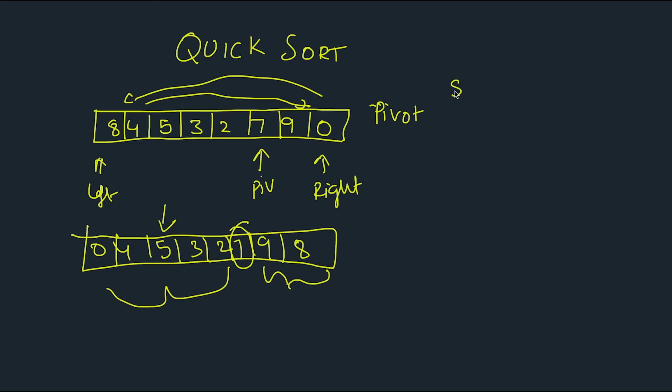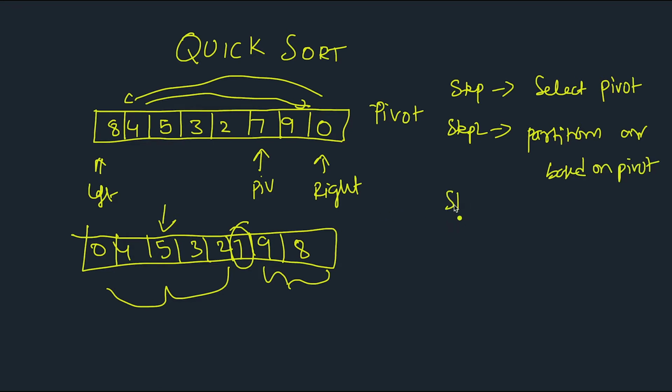The step 1 is to select the pivot. Just choose your way on how to select a pivot. And step 2 is to partition the array on basis of the pivot. As we said, we will move all the numbers which are greater than the pivot to the right side of the array and the elements that are less than the pivot to the left side. So step 2 is to partition the array based on the pivot.